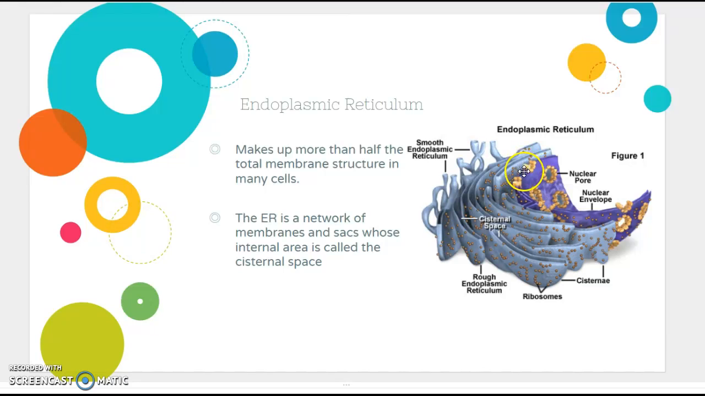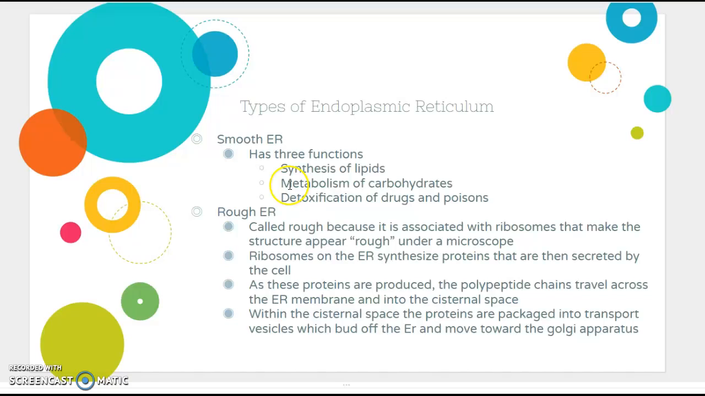I told you guys before that the nucleus is continuous with the endoplasmic reticulum. You can see that here. So here you can see where one stops, the other begins. And then the endoplasmic reticulum is wrapped around the nucleus. There's two types of endoplasmic reticulum. So we have the smooth and the rough. Both of them have different functions. So we're going to talk about the smooth ER first.